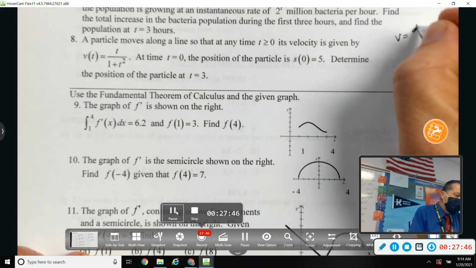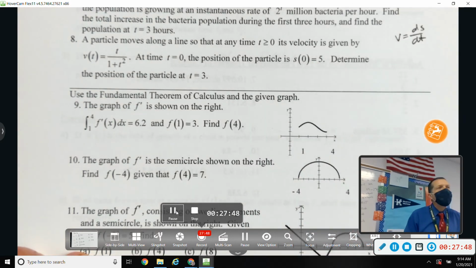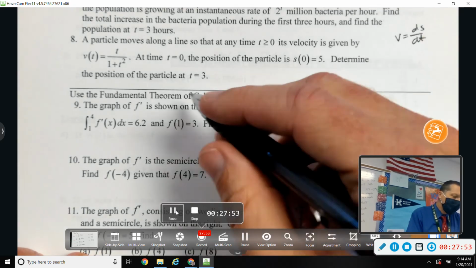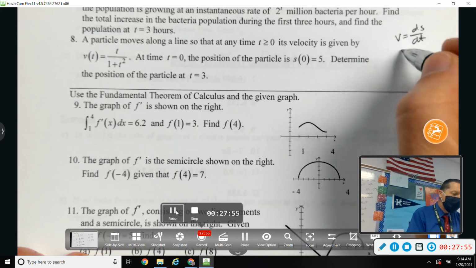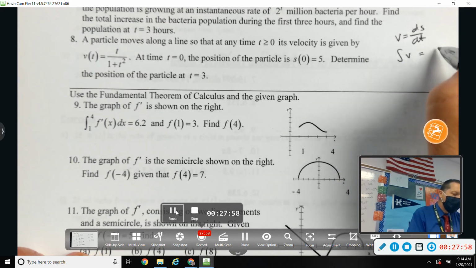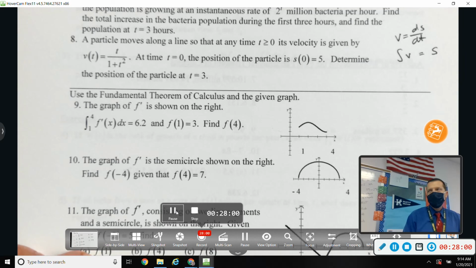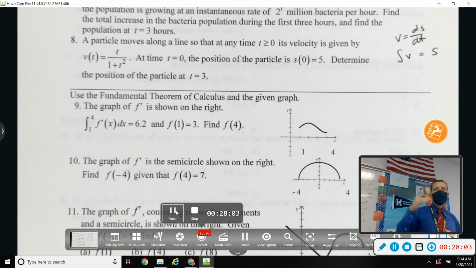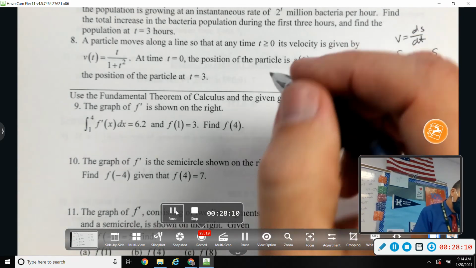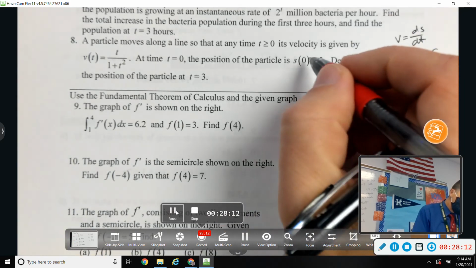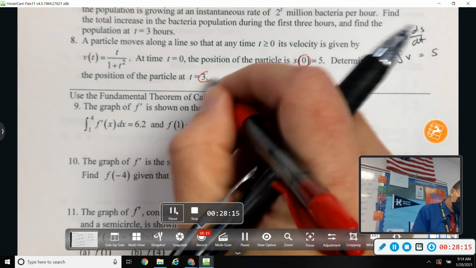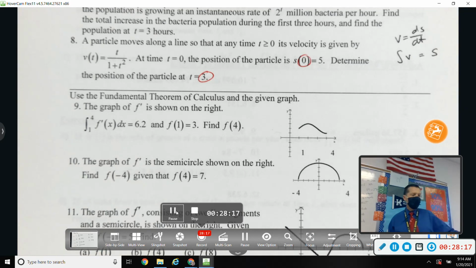Remember that velocity is the derivative of position. So that means the integral of velocity, if we integrated both sides, would give us position. So again, being able to work forward and backwards. Derivative of position gives us velocity. That means the antiderivative of velocity gives us position. So 0 and 3. Once you start to figure out what to look for, these aren't too bad.